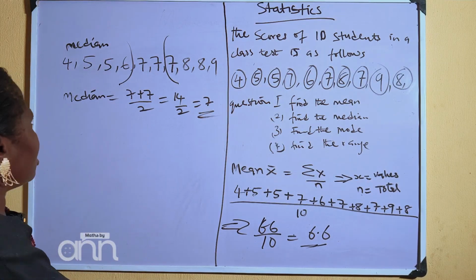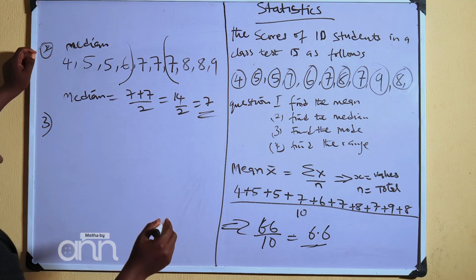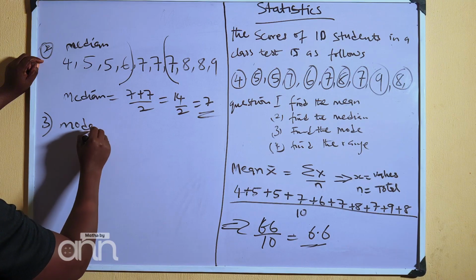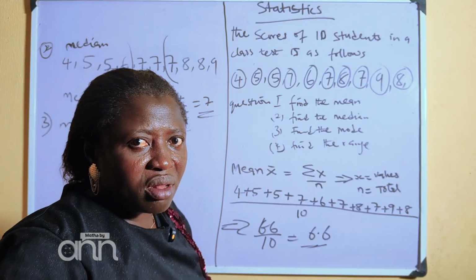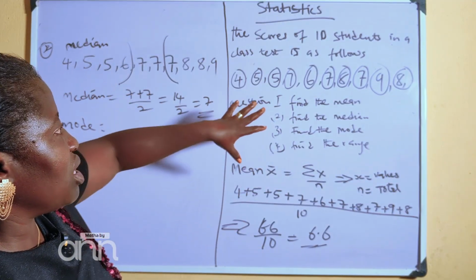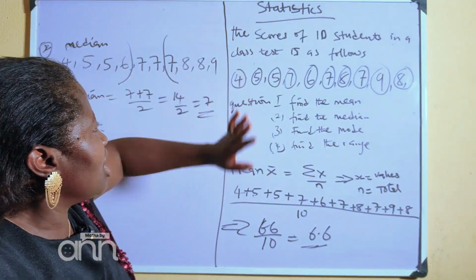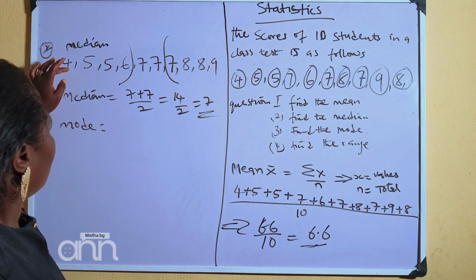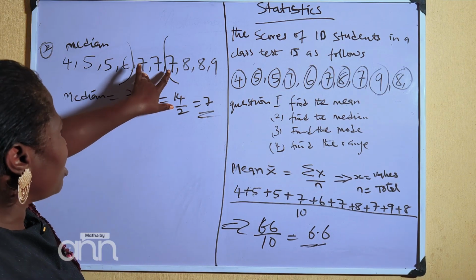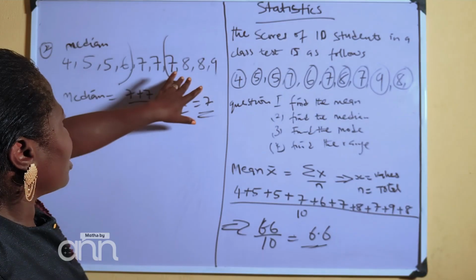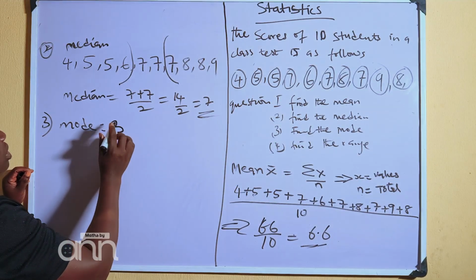And that's the answer. Now, the third one, find the mode. Mode is the highest occurring number or the highest occurring frequency. What do we mean? We mean the number that appears more than every other number. And in this case, which number is that? 4 appears once, 5 appears 2 times, 6 once, but 7, how many times? 3. So it appears more than every other number. So our mode becomes 7.